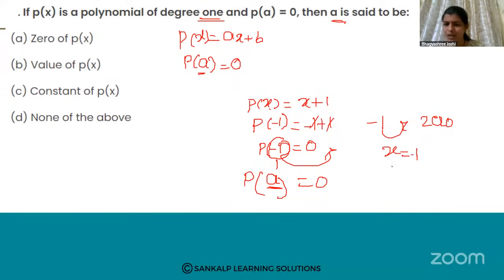Here we are calling X as A equal to minus 1. That means if P of A is equal to 0, then this A is 0 of the polynomial, not value of P of X, 0 of P of X. Remember, whenever you get equal to 0 like this, then you can say that this is 0 of P of X. Remember. Okay.